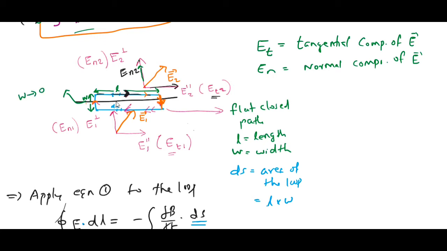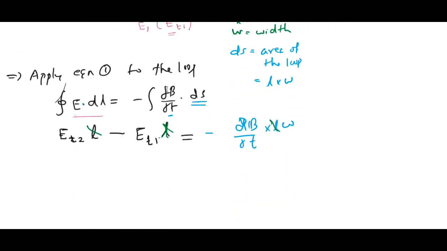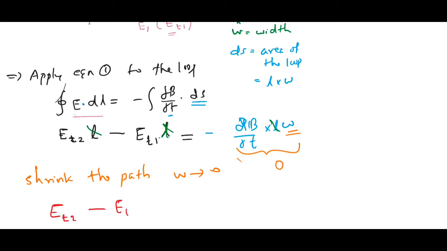Like the thickness of paper, we assumed this imaginary loop has very small thickness, going to 0. Therefore W goes to 0, that is, shrink the path. Thickness is very small. Therefore, if W is 0, the right hand side of this equation will be 0. Therefore, our equation will be E tangential 2 minus E tangential 1 is equal to 0.